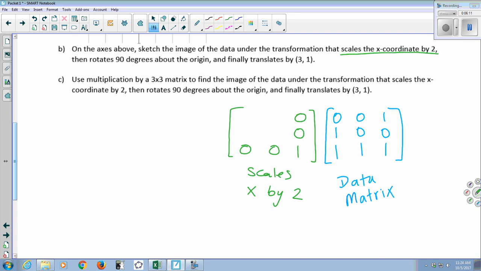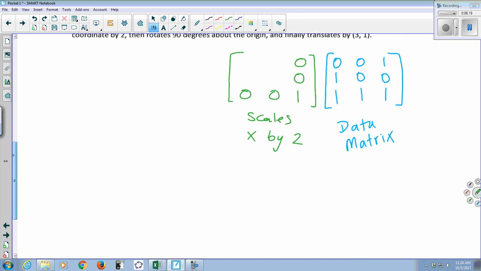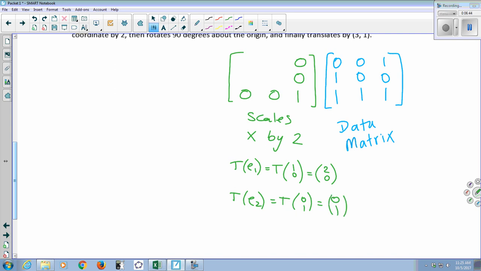Okay, so T is a transformation that scales the X coordinate by 2. So underneath here, if you remember how to find the standard matrix of a transformation, you have to know where T of E1 goes and T of E2 goes. So T of E1, that's T of 1, 0, scaling the X coordinate by 2, so it's going to go to 2, 0. And then T of E2, that's T of 0, 1. So that's going to stay at 0, 1 because you're scaling the X coordinate by 2.